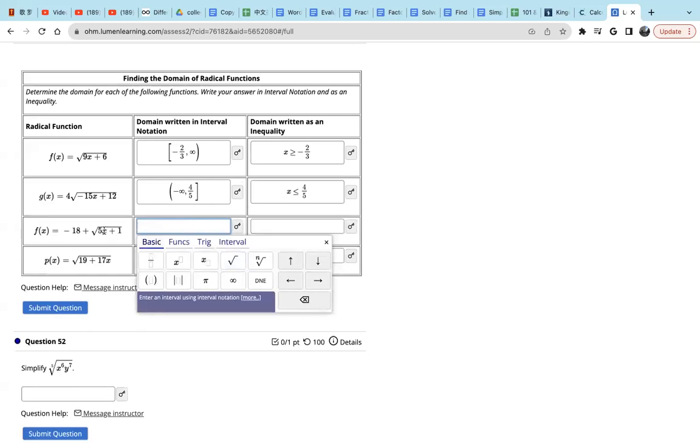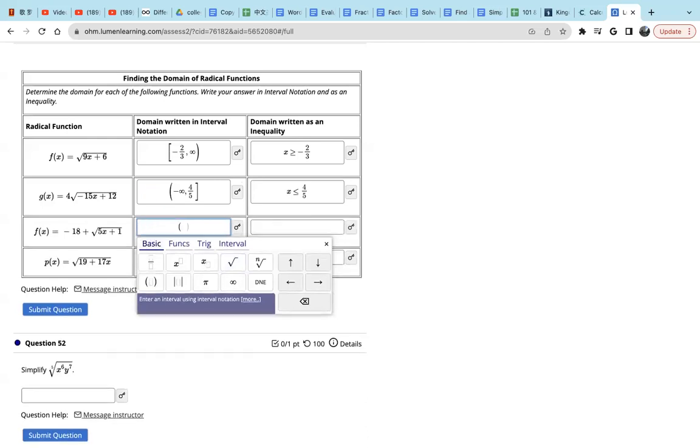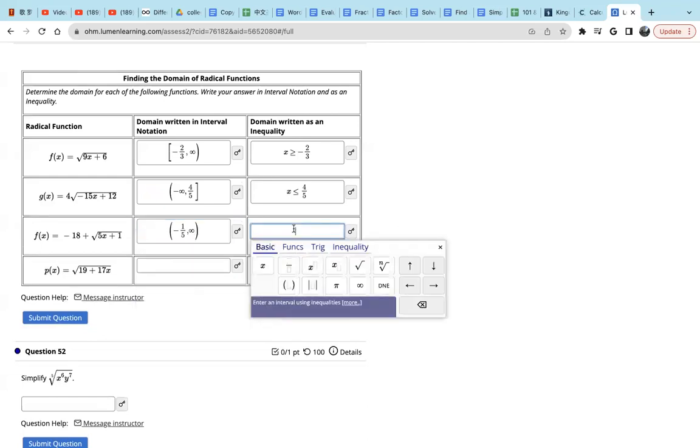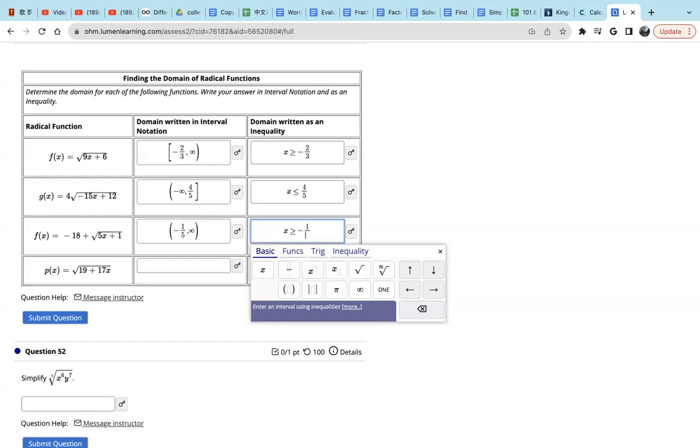This one, same thing, 5x plus 1 has to be greater than or equal to 0. So we solve that. x has to be greater than or equal to negative 1 over 5, then up to positive infinity. In set notation, that's x greater than or equal to negative 1 over 5.